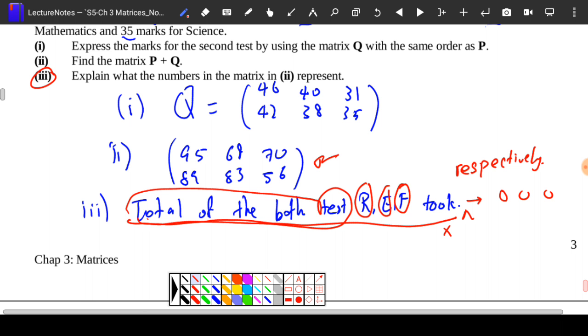It represents the total number of marks of the three students obtained for the first and second test for the mathematics and for science. Very good. Very good. Now this one, let's try. Total represents the total mark for the three students obtained for the first and second test for maths and science.